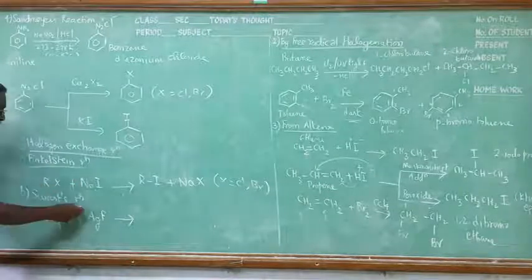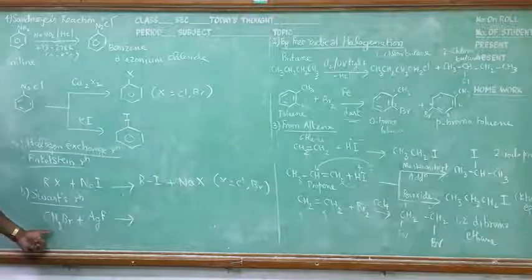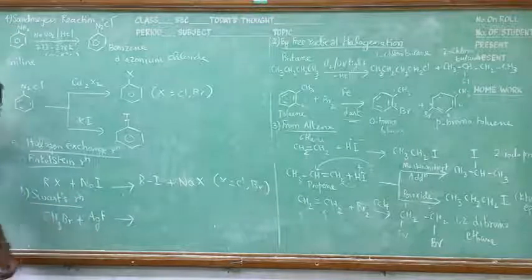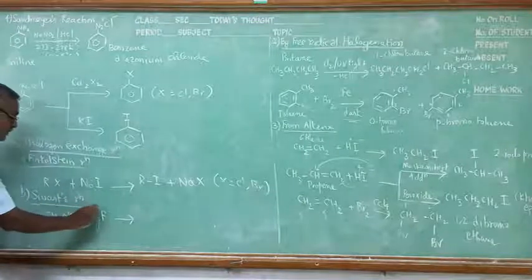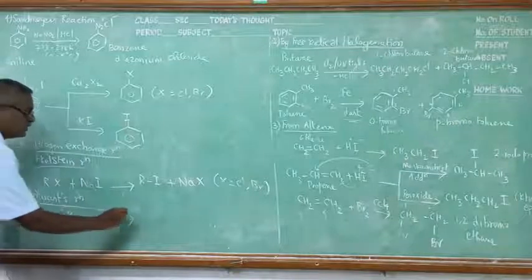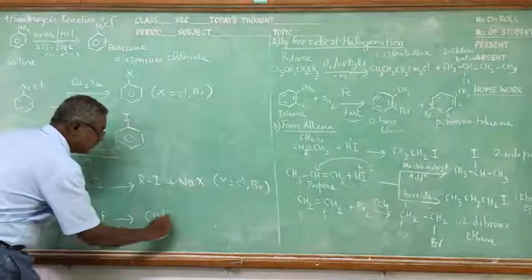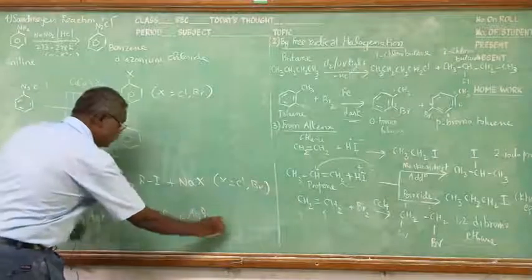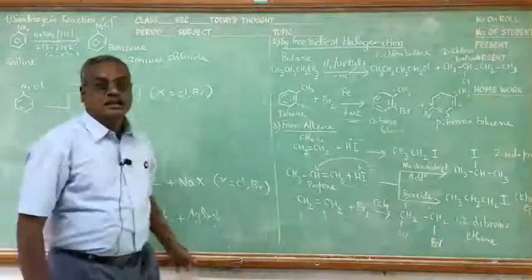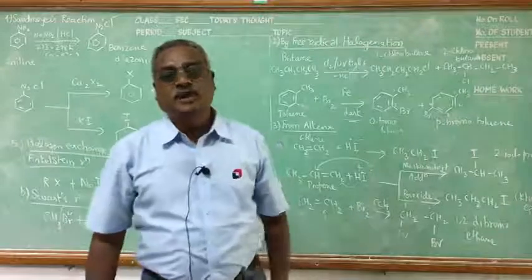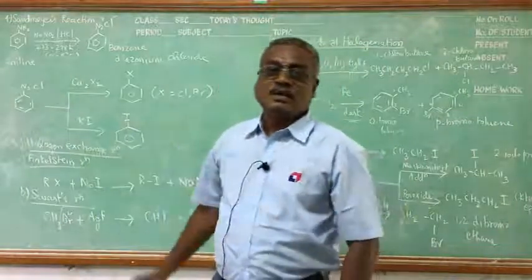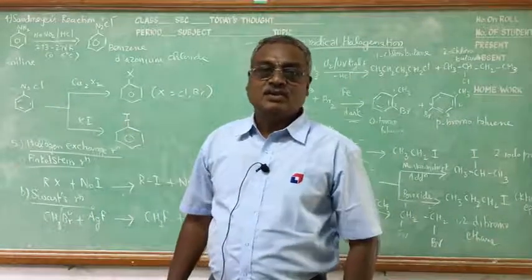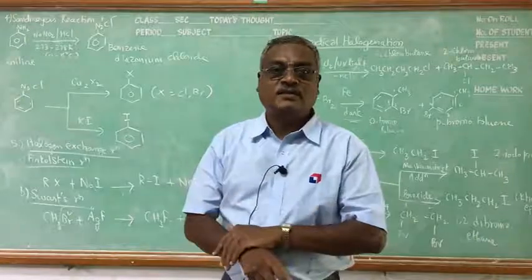Another name reaction is the Schwarz reaction. If I put silver fluoride, then silver bromide will precipitate, and you will get a fluoro compound. Methyl fluoride will form. So these two are the halogen exchange reactions. That's all about the preparation of haloalkane.